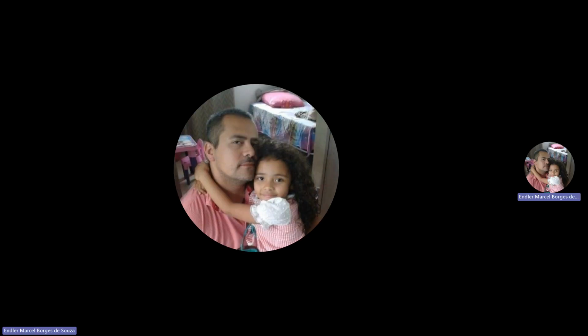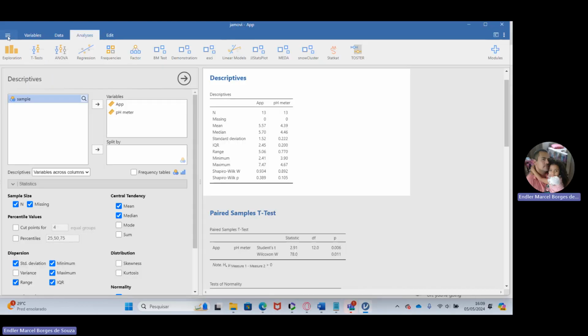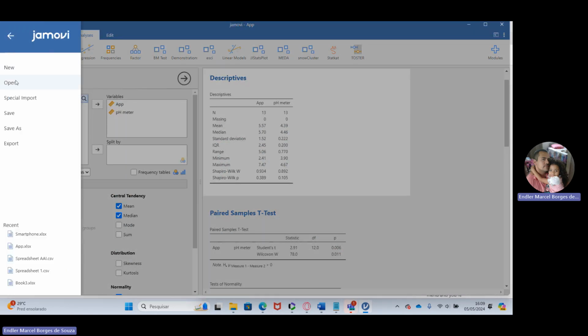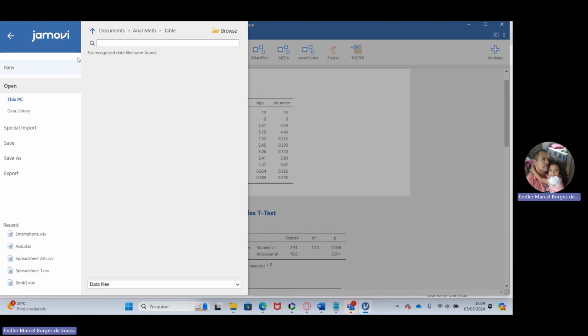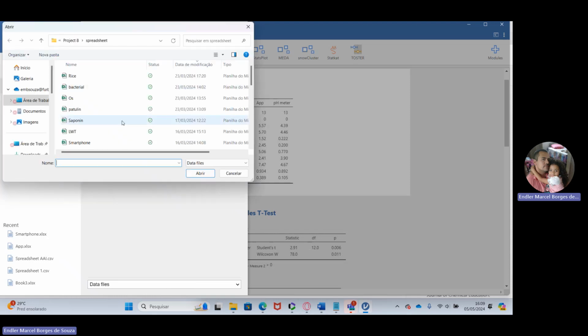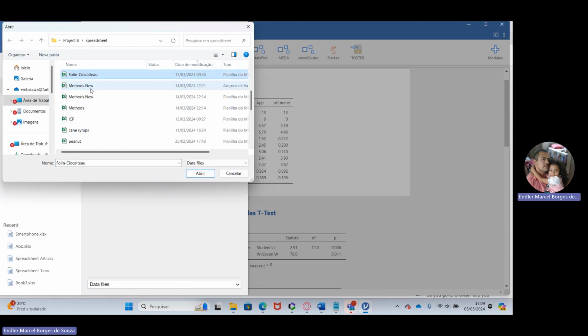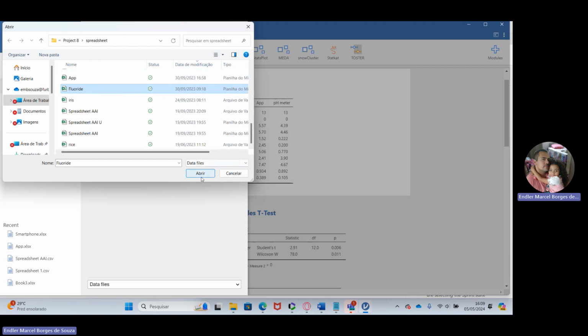To talk a bit more about comparing two methods, we are going to the hamburger menu, and we are going to open. We are going to work with a data set that was taken from the Journal of Chemical Education. So we go to browser, and we are selecting the spreadsheet Fluoride.